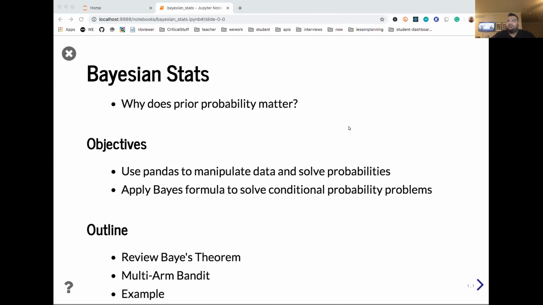So the objectives for today, you are going to have to use pandas to manipulate data to solve these problems. So heads up on that. Also, apply Bayes' formula to solve these questions and the activities, and these are very apropos to what you'll be seeing later. We're just going to go over Bayes' theorem. I'm going to talk about multi-arm bandit for a little bit, which is where the frequentist and the Bayesian models kind of meet and have their odds a little bit. Then you have to pick one over the other. Then we're going to go through an example doing Bayes, and then that's it. Okay.